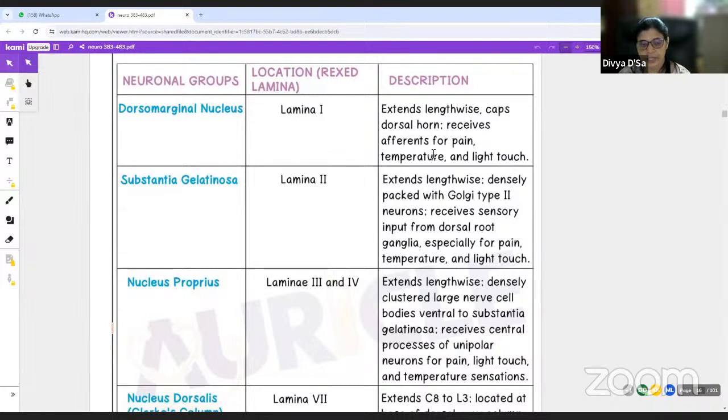Then we have nucleus proprius. We see nucleus proprius in lamina 3 and 4. It extends lengthwise. It is densely clustered with large nerve cell bodies, which are ventral to the substantia gelatinosa. It receives the central processes of unipolar neurons for pain, light touch, and temperature. That is the nucleus proprius.